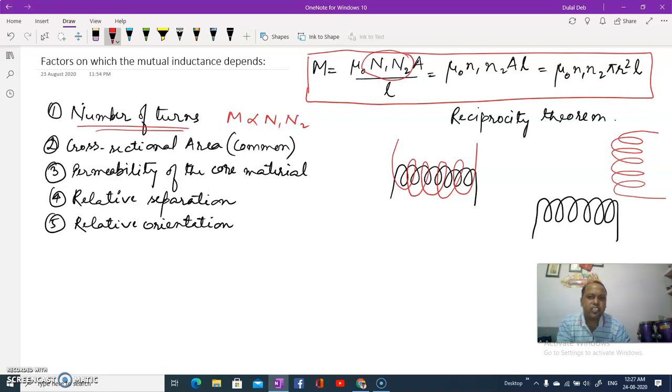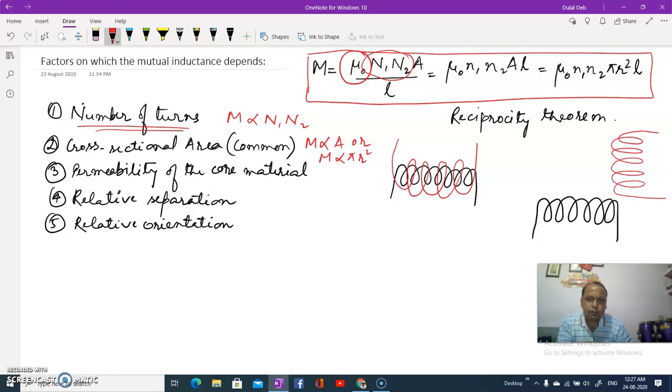It depends on the cross-sectional area, which is the common cross-sectional area. So M is directly proportional to A, or we can write M is proportional to pi r square. Then it also depends on the permeability of the core material. Whatever is taken in the core, if it is air, then the permeability is mu naught. But if some other medium is there instead of air, then mu will be used, or you can write it as mu naught into mu r. So it depends on the permeability of the core material.